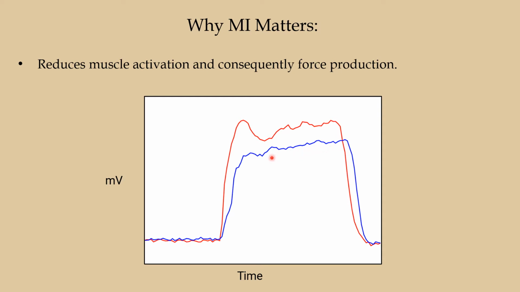If this side were just weak, these lines would be much closer. Maybe one side couldn't put out as much force, but the activation would be much closer. But the inhibited side just isn't getting the signal. Consequently, it can't contract fully, and consequently, it's weak.